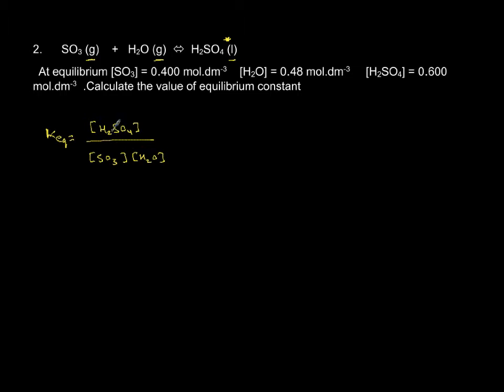But since the product sulfuric acid is liquid, its concentration does not change. So we are putting 1. It is part of your K equilibrium calculation. Sulfur trioxide is 0.4. Steam is 0.48. So let's just calculate this ratio and you get 5.20 as your final answer.